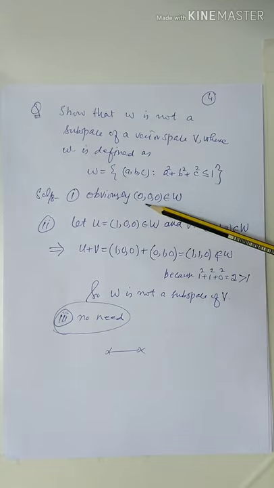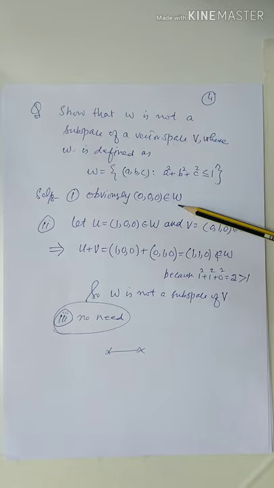Now again, if I look at the first condition, that is obvious, clear. Why? Because what is the 0 vector in R cube? It is 0, 0, 0. And that belongs to W. Why does it belong to W? If you write 0 square plus 0 square plus 0 square, this will be 0, and this will be less than or equal to 1. So it means the first condition is satisfied.